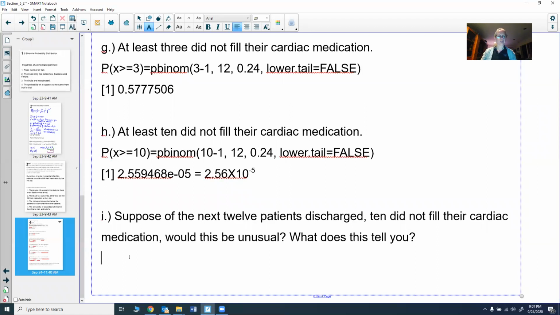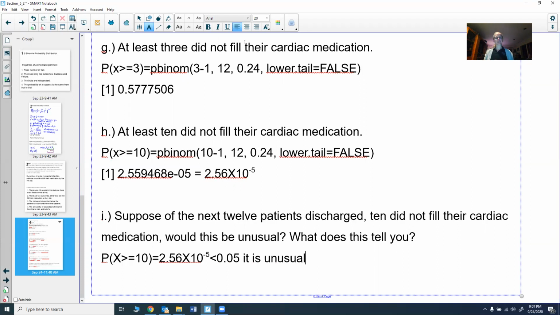So we know that the probability of x being greater than or equal to 10 is 2.56 times 10 to the negative 5. Again, a really small number. So this is definitely less than 0.05, less than 5%. Definitely less than 5%. So this means it is unusual.